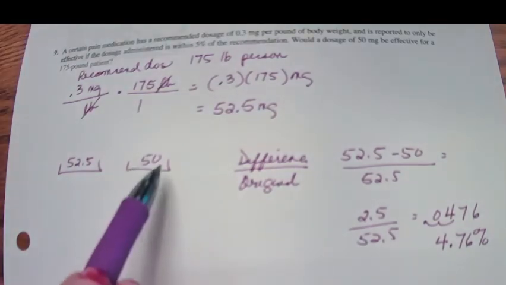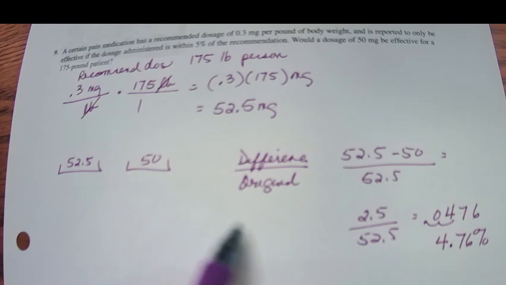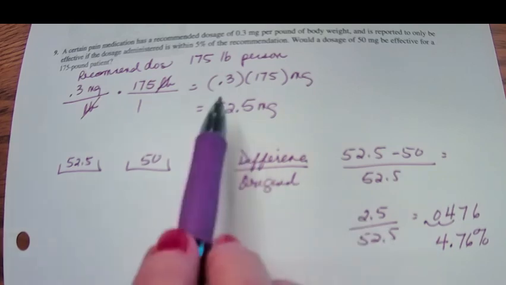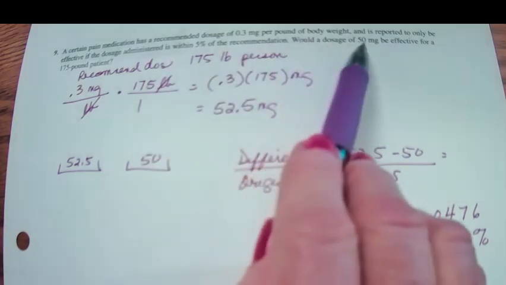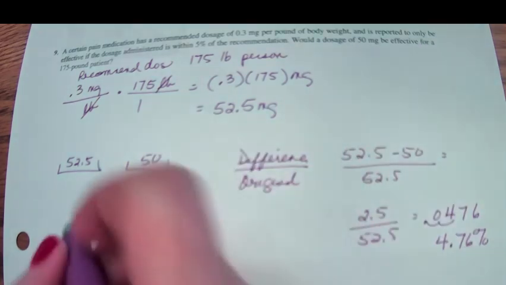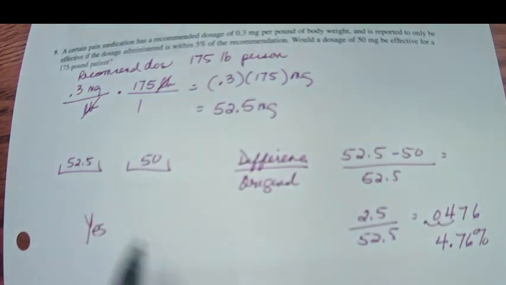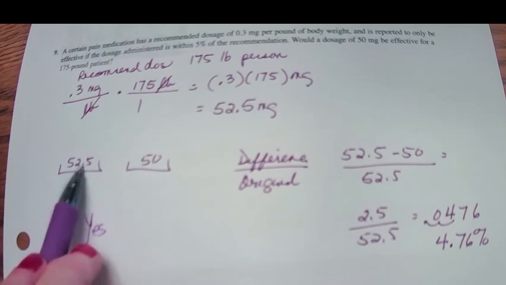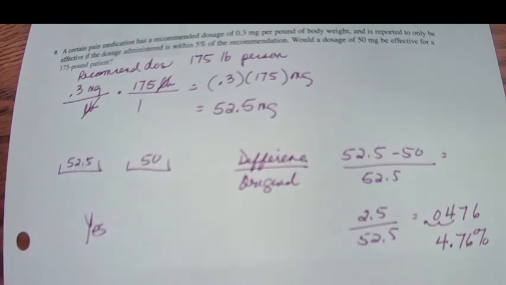So 50 milligrams is within the 5% effectiveness for this medicine. So the question was, would a dosage of 50 milligrams be effective? The answer is yes, because 50 is within 5% of 52.5. It's actually 4.76%.